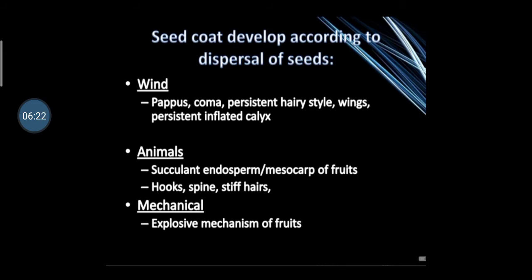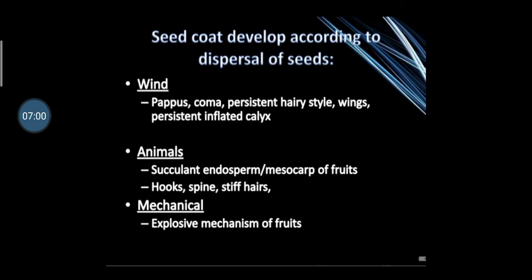When the dispersal is done by the wind, the seed must be papillus, comma shaped, or it may have hair on its body. They may have wings so they can be easily blown away by the wind. For animals, the seed must have succulent endosperm, and it must be the mesocarp of the fruit, that is the juicy fruit, because in order to attract animals, the fruit must be juicy.